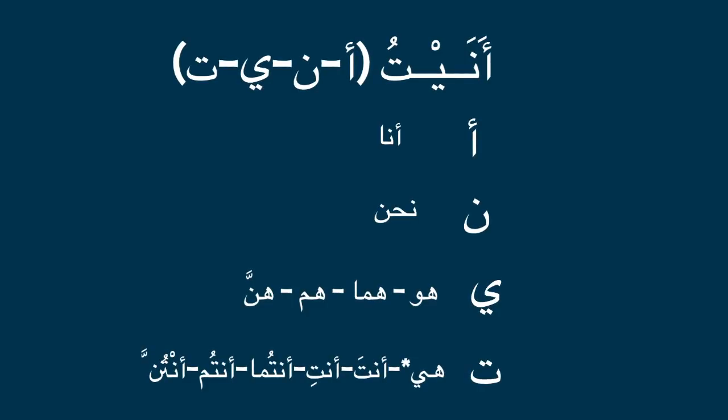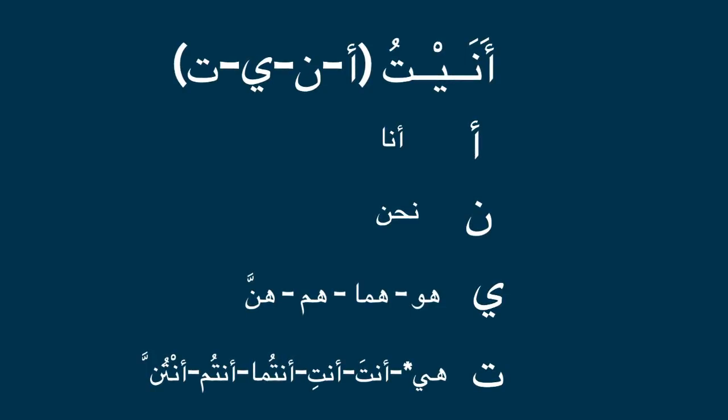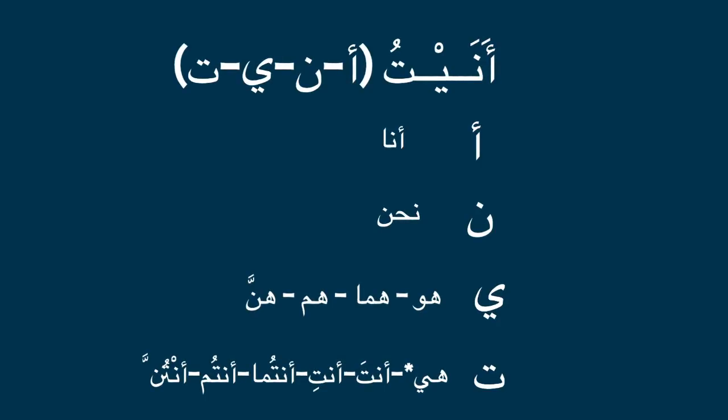In the present tense, we have additions to the beginning of the verb, and in some pronouns, we also have additions to the end of the verb. So let's start with the additions that are added to the beginning of the verb. These additions are 4 letters which form the word أنيت. This word is used for you to remember these letters, which are alif, noon, ya, and ta.